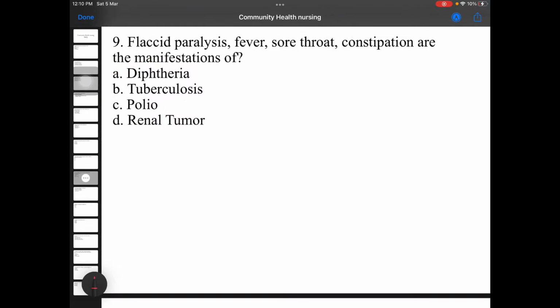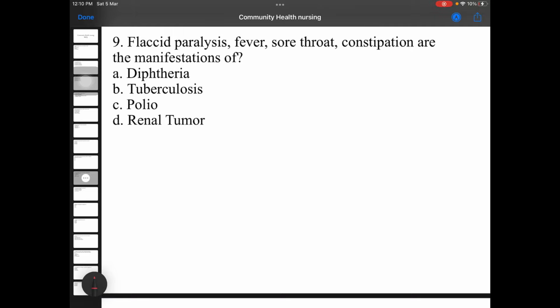Question number 9. Flaccid paralysis, fever, sore throat, constipation are the manifestations of option A, diphtheria, option B, tuberculosis, option C, polio, option D, renal tumor. The correct option here is option C, which is polio.